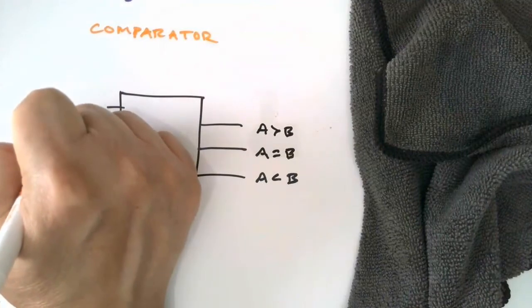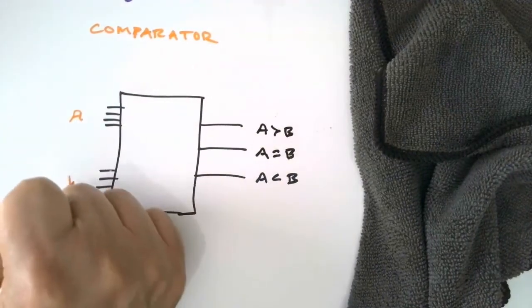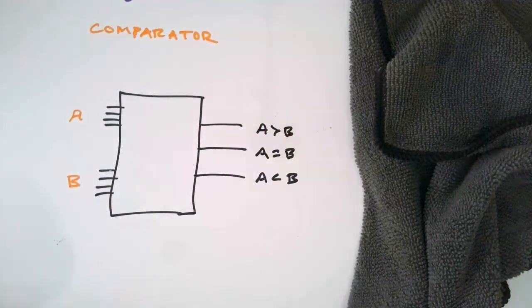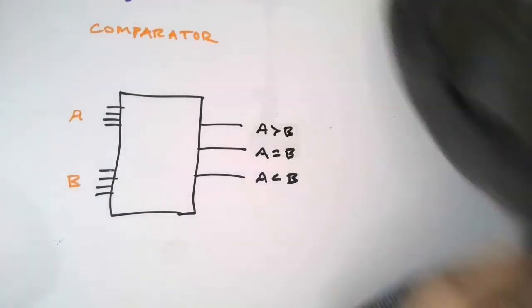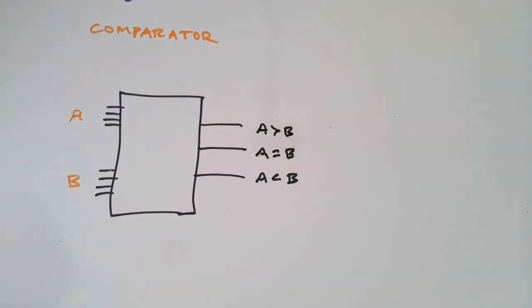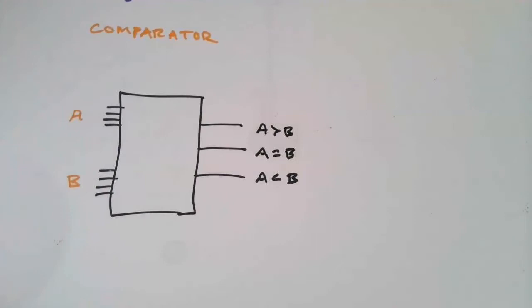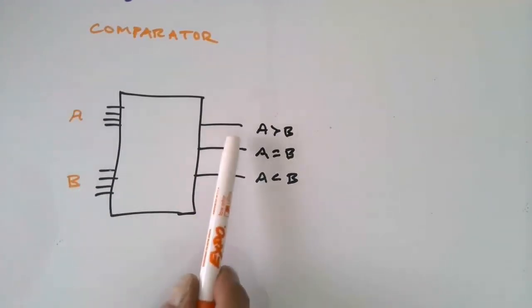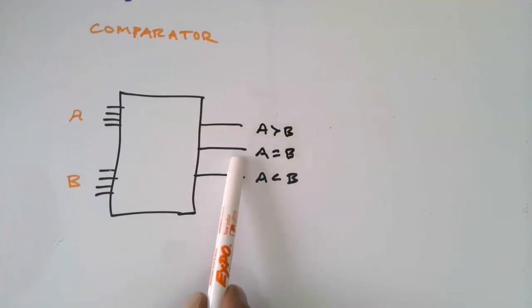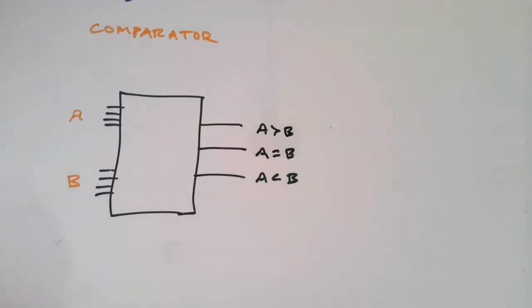Okay, next device we're going to look at is what is called a comparator, sometimes called a magnitude comparator. We're looking at the magnitude of the values between A and B. In this case, we have 4 bits coming in on A, 4 bits coming in on B. These are binary values, and 3 outputs: A is greater than B, A equals B, A is less than B.